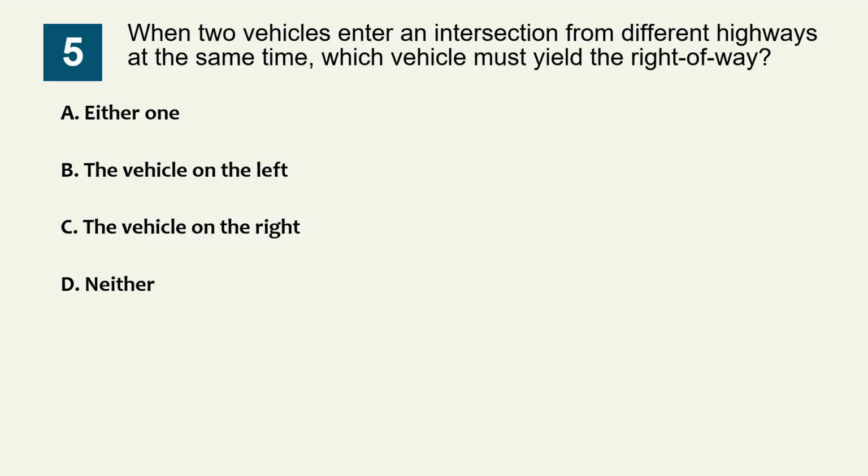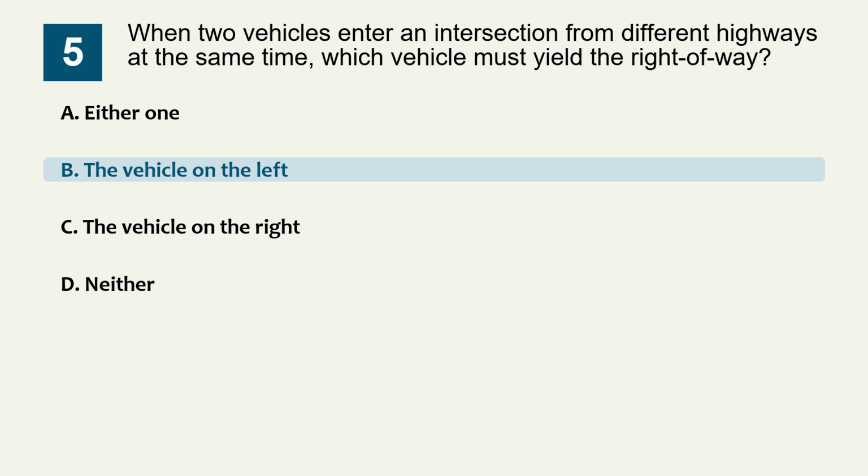Question 5. When two vehicles enter an intersection from different highways at the same time, which vehicle must yield the right of way? Option A. Either one. Option B. The vehicle on the left. Option C. The vehicle on the right. Option D. Neither.